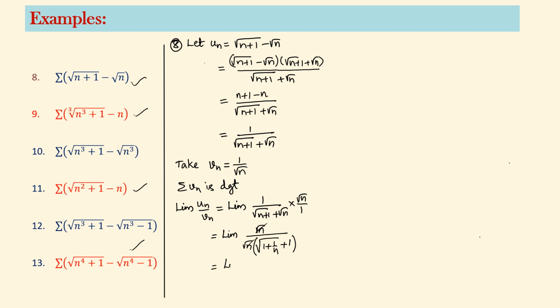This is equal to limit 1 by root 1 plus 1 by n plus 1. So applying the limit, we have 1 by root 1 plus 0 plus 1, which is equal to 1 by 1 plus 1, 2, and is not equal to 0. So therefore by limit comparison test, the given series summation un is also divergent because the assumed series is divergent. The taken series is divergent.